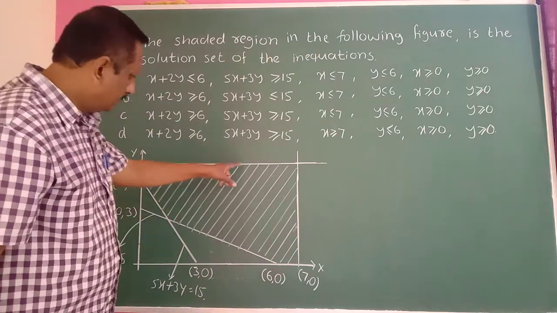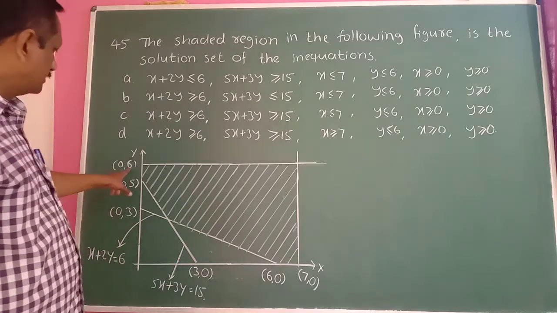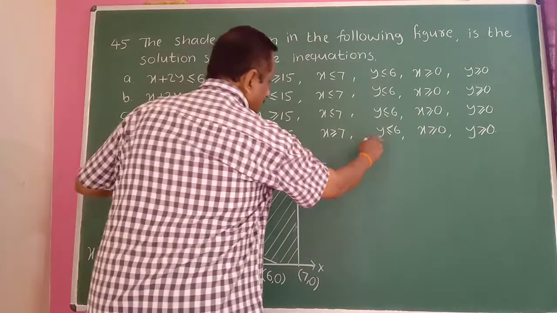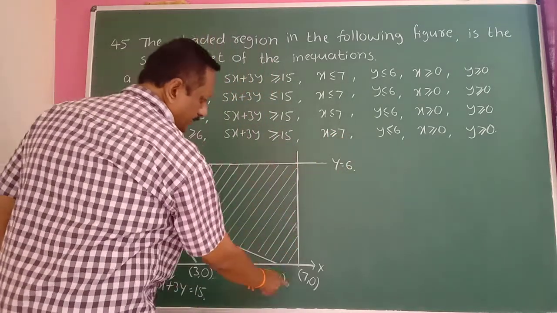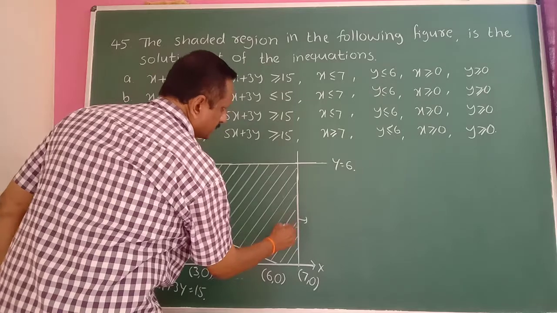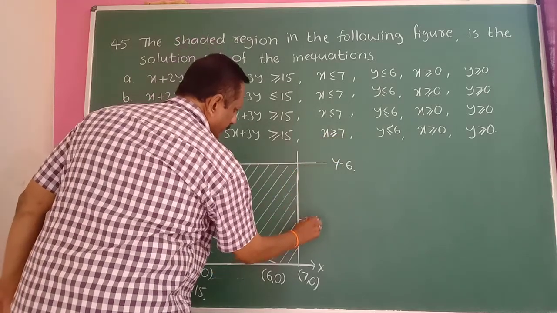This is a line parallel to the x-axis, passing through (0, 6). Hence, its equation is y is equal to 6. The line passing through (7, 0) has the equation x equal to 7.